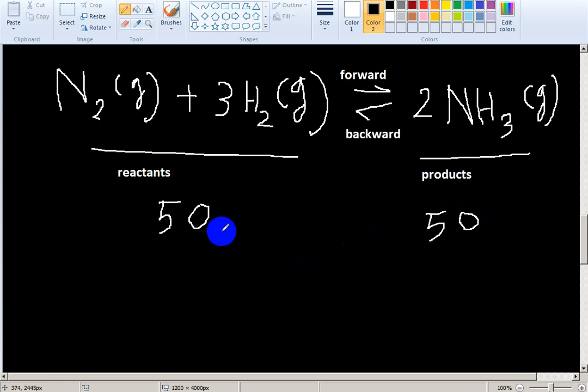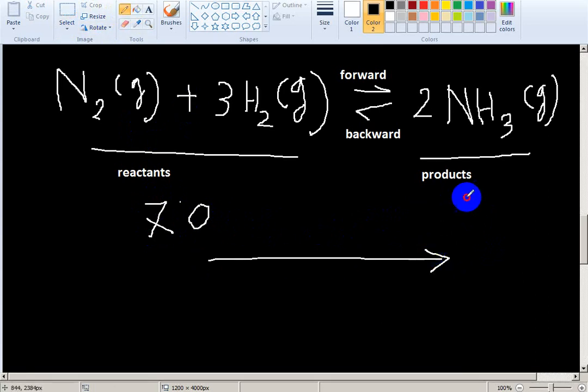But when you increase the reactant concentration, like it is now 70 here and 50 there, the equilibrium will shift from left to right, because here is more and here is less. So the reaction will move from left to right if the concentration of the reactant is increased.